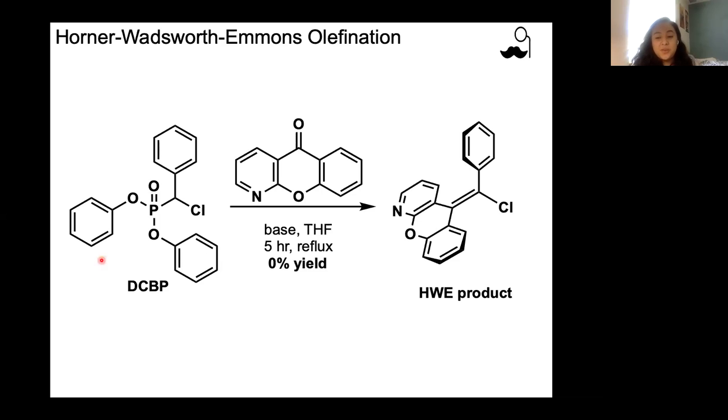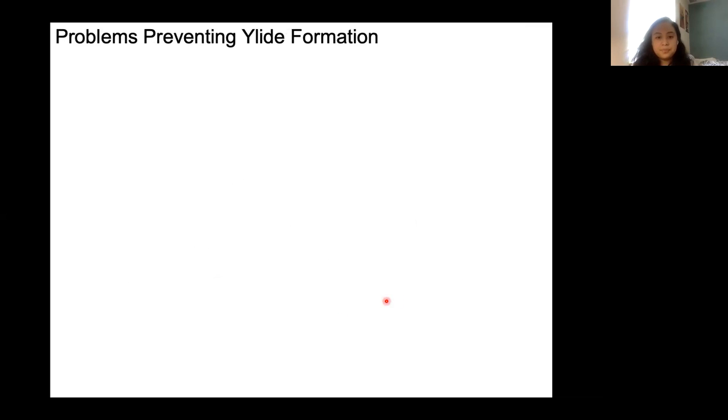Once 1-azaxanthone had been confirmed to be produced, we confirmed it via NMR and GCMS spectroscopy. We took this commercially available reagent called DCBP. This is a Horner-Wadsworth-Emmons synthon. These synthons have phosphorus atoms in them. And this synthon was screened. We screened this reaction with several different bases and found 0% yield, and got none of this Horner-Wadsworth-Emmons product.